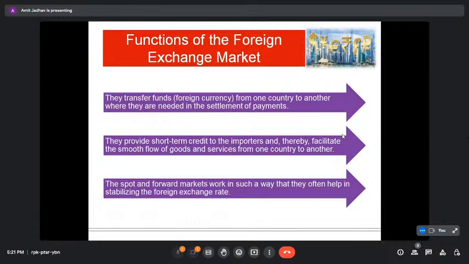So it will help the smooth flow of goods and services in a domestic economy or domestic country. And next we have the spot and forward market. In such a way, they often help in the stabilization of the foreign exchange rate. So for stabilizing the foreign exchange rate, there also we take help from the foreign exchange market. Exchange rate means one currency's rate in terms of the other currency.